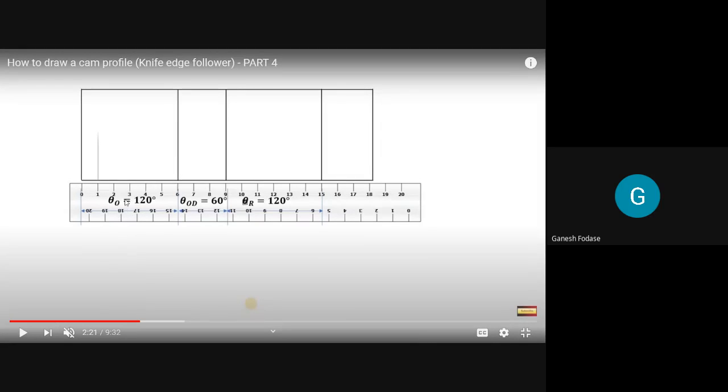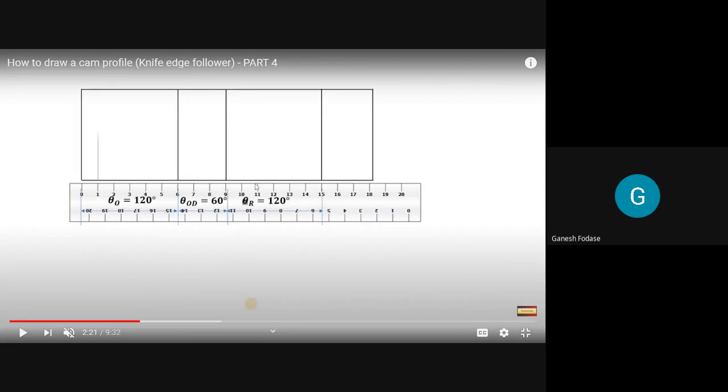First there is the outstroke, angle is 120 degree, followed by dwell, and then return. How much angle for dwell? For outstroke it is 120, for dwell it is 60 degree, and return is 120 degree. But we select one suitable scale, and with our scale, this 120 degree is equal to how much centimeter? 6 centimeter.